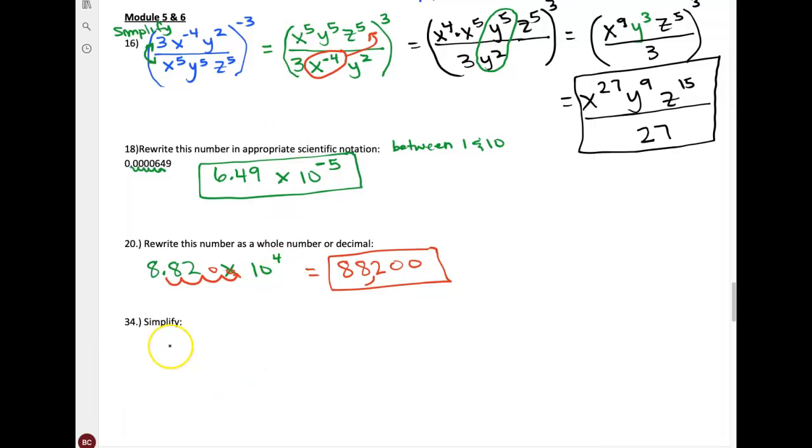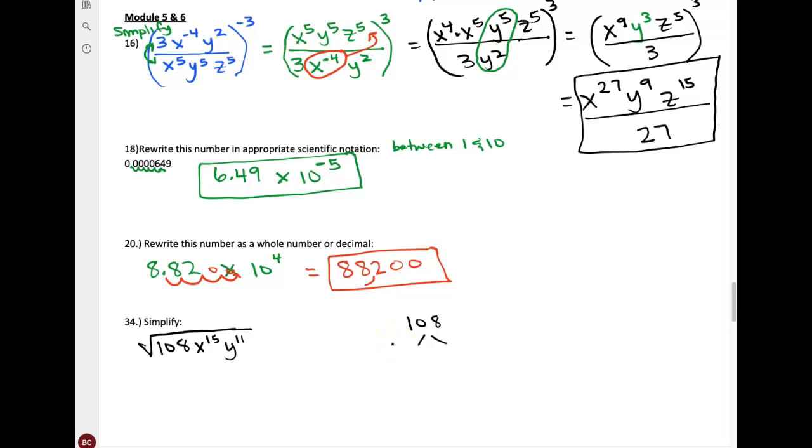So if you're given the square root of 108 x to the 15th y to the 11th. Okay, so remember with that 108, what you want to do is find the prime factorization of that number. So think about, what do you know that divides into 108?